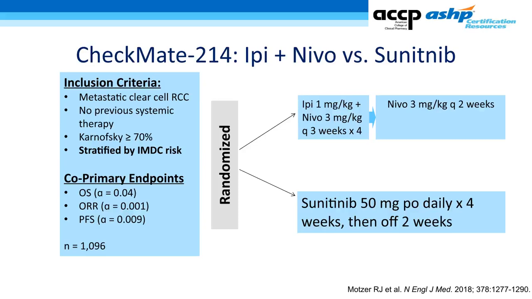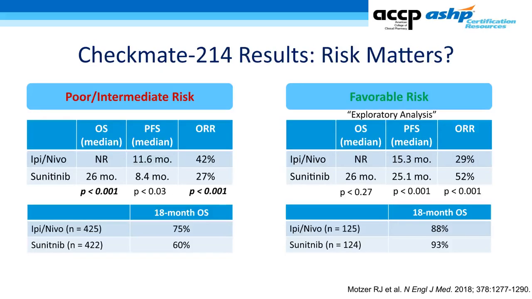than 1,000 patients randomized to either ipilimumab plus nivo, and the dosing here is ipilimumab 1 mg per kg plus nivo 3 mg per kg every 3 weeks for 4 doses, followed by nivolumab indefinitely until disease progression or toxicity every 2 weeks, or standard dosing sunitinib 50 milligrams daily for 4 weeks, then 2 weeks off.